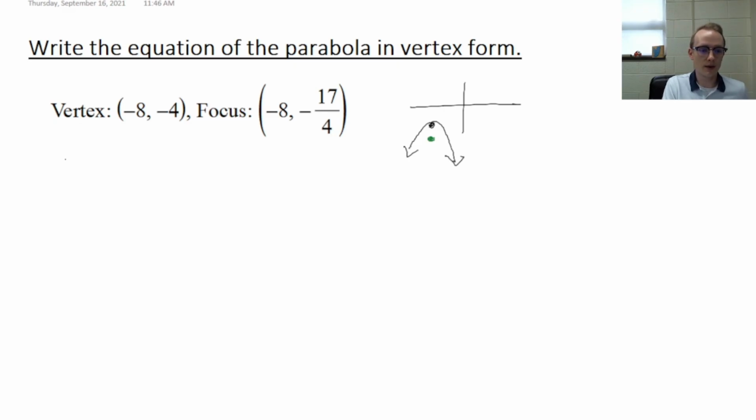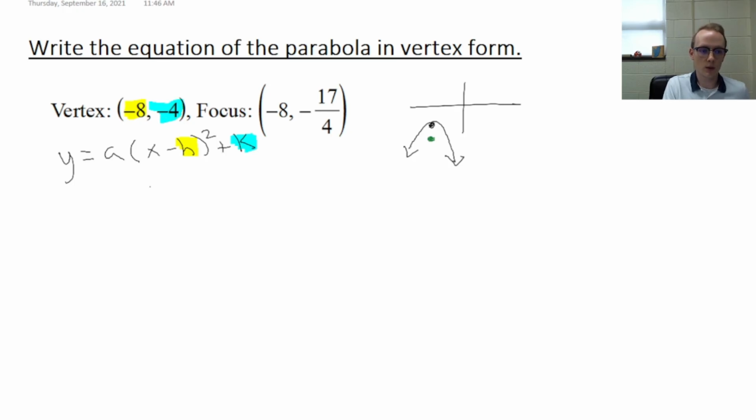So now we need to write the vertex form of the parabola. Remember, vertex form is y equals a times x minus h squared plus k. Since this is a vertical parabola, it's opening down, we know this is the vertex form. Okay? And two of these things that we need to find are really easy to find. We know what h is. H is just the x-coordinate of our vertex. We know what k is. K is just the y-coordinate of our vertex.